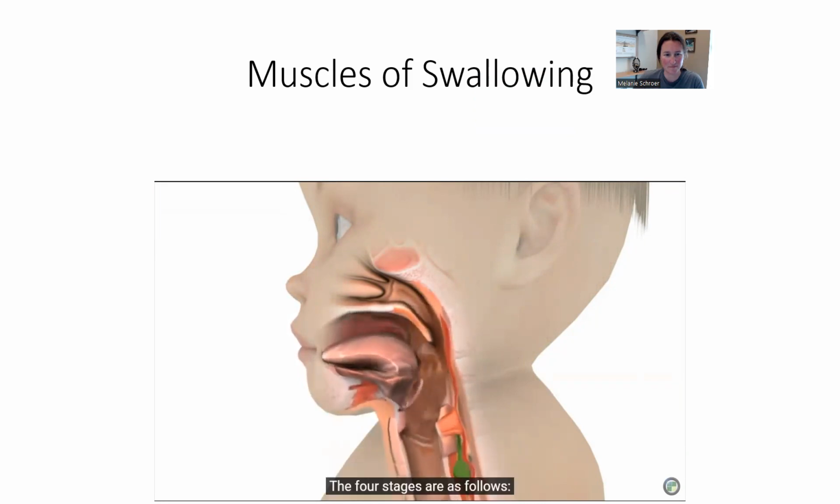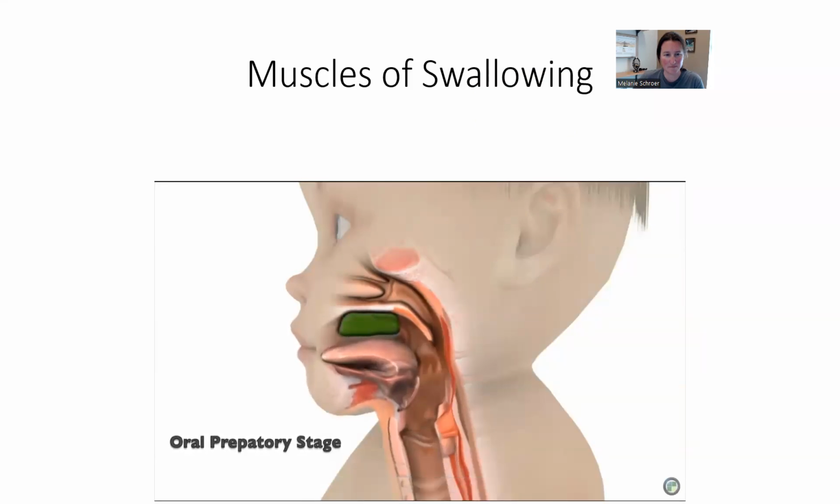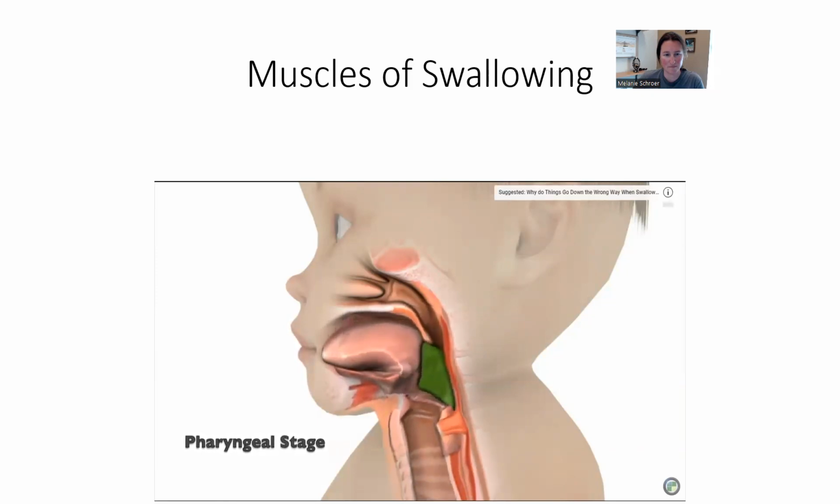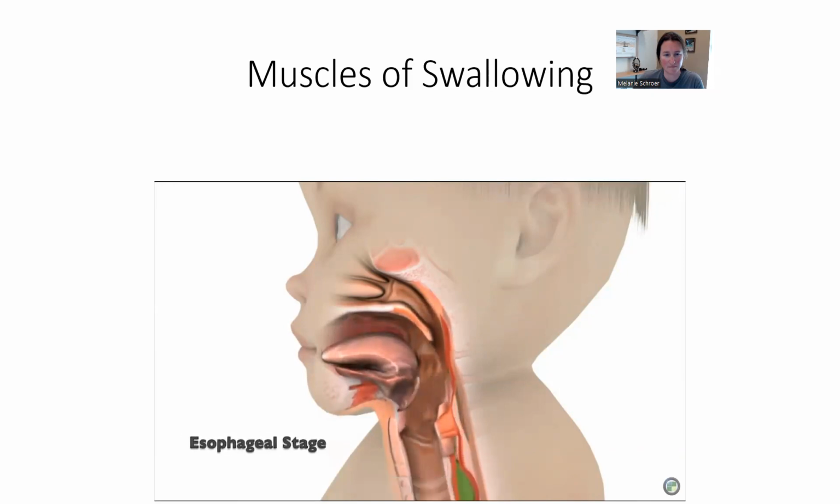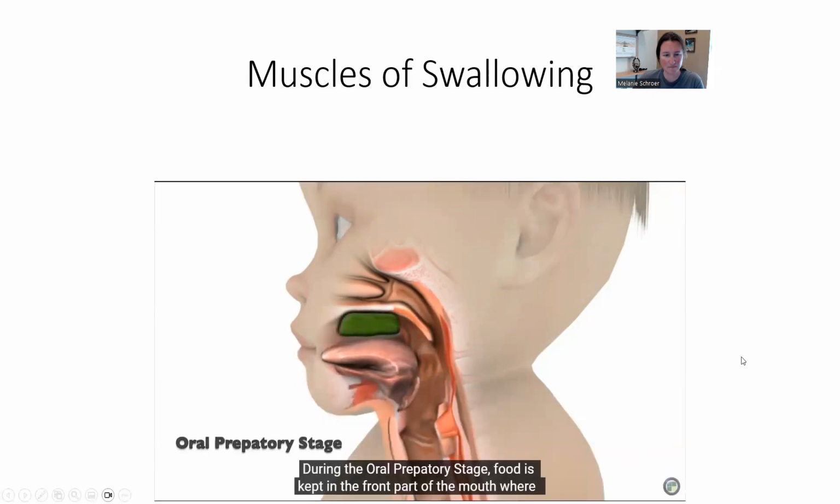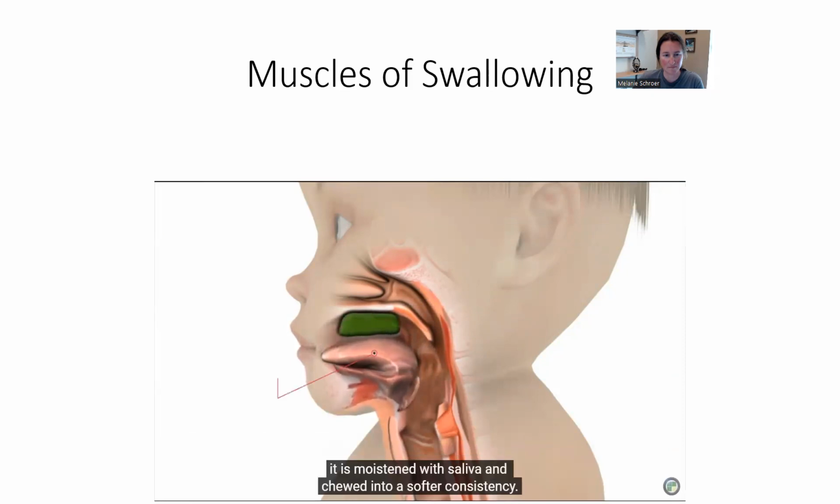The four stages are as follows: oral preparatory stage, oral transit stage, pharyngeal stage, esophageal stage. During the oral preparatory stage, food is kept in the front part of the mouth where it is moistened with saliva and chewed into a softer consistency.